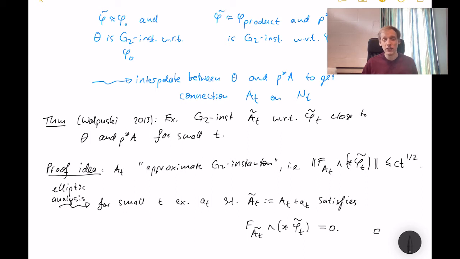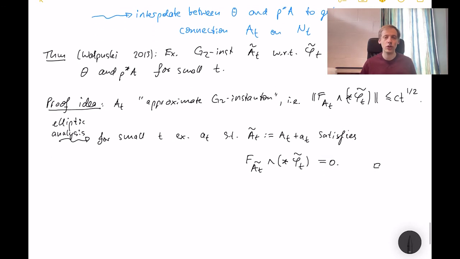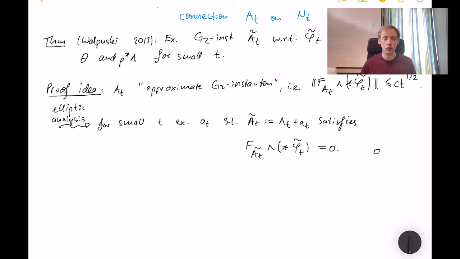Some details I did leave out is these gluing ingredients theta and p star A, they do need to satisfy some compatibility condition, but rest assured there do exist examples where these conditions are satisfied, and then all this analysis actually makes sense and you can produce genuine examples of G2 instantons using this gluing theorem.